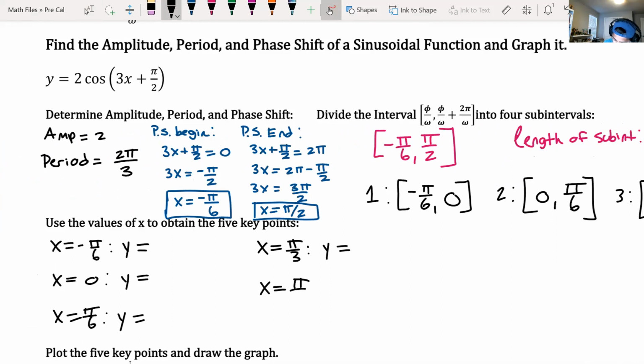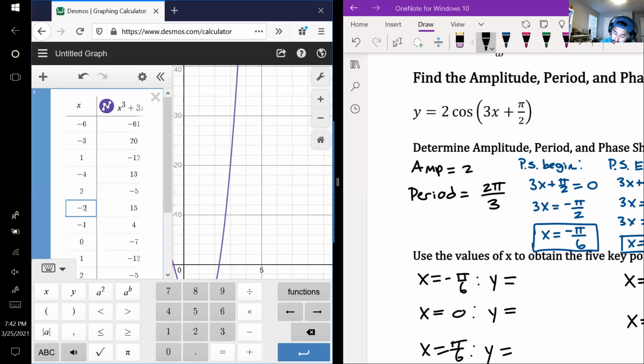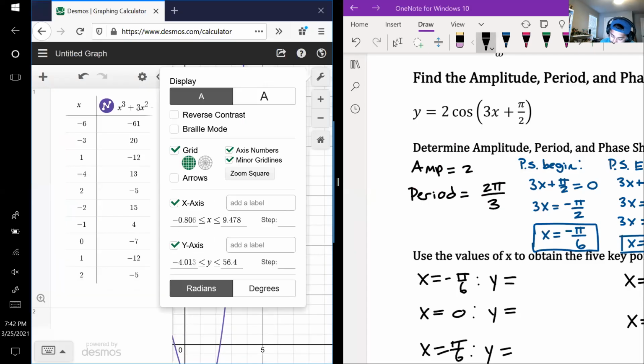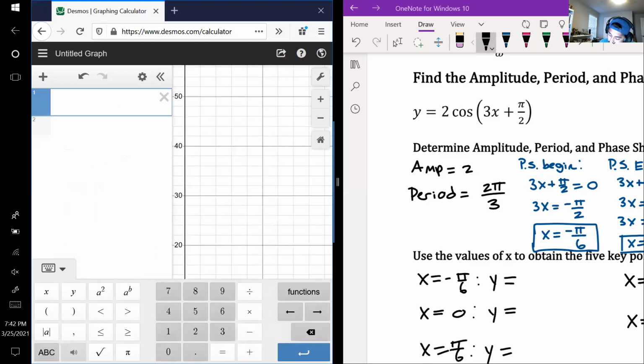Well, it's a good thing we have calculators, and I taught you that trick last time, right? You can knock these out real fast. I'll just use Desmos really quick. Here we go. Make sure you are in radians. And I'll type this function in: 2 cosine of 3x plus, not plus 2, pi over 2. 3x plus pi over 2.